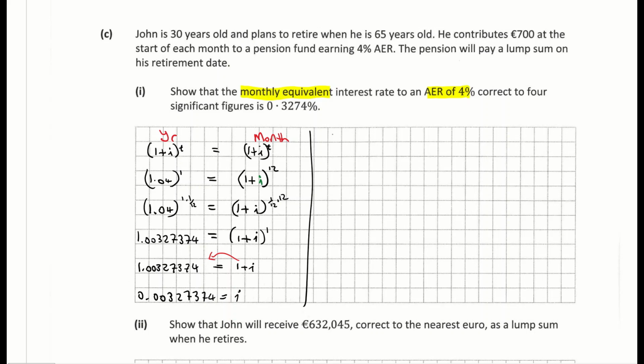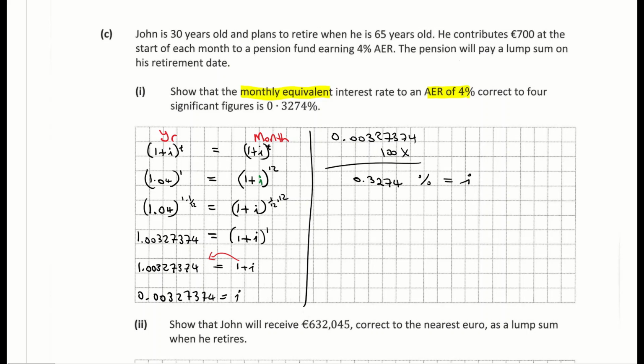So let me just bring it up here. 0.00327374 times 100 moves my decimal place 2 places, so 0.3274% is equal to I. And that's what they wanted in the question.